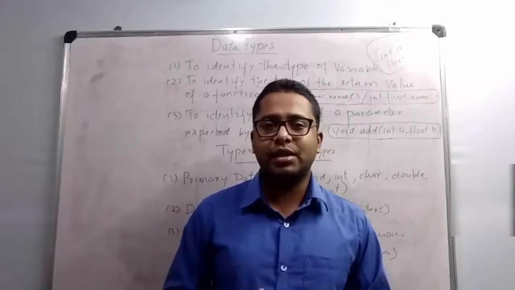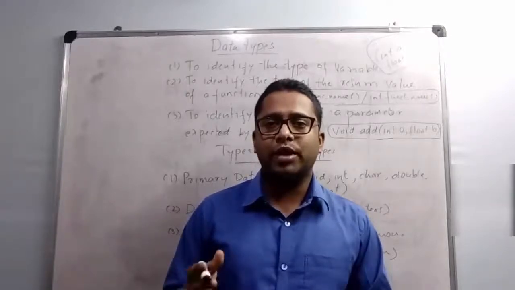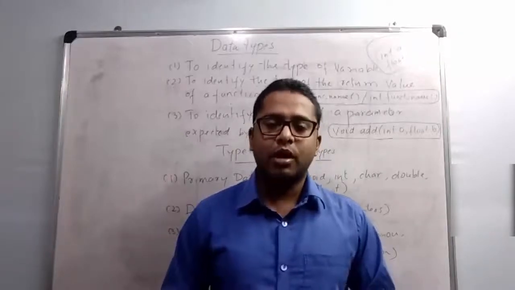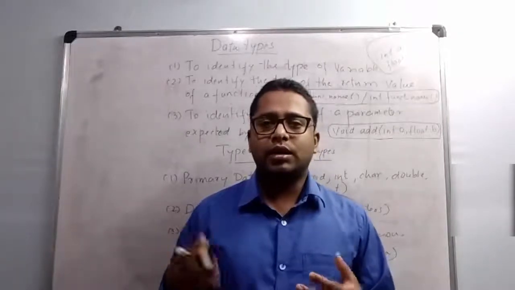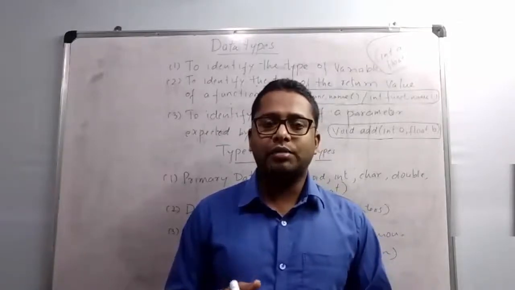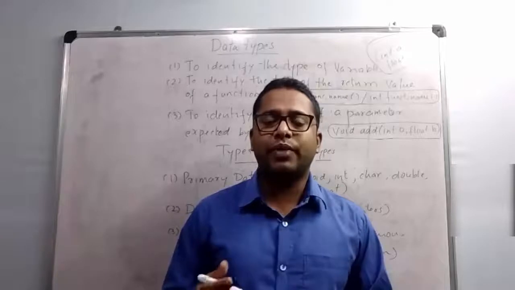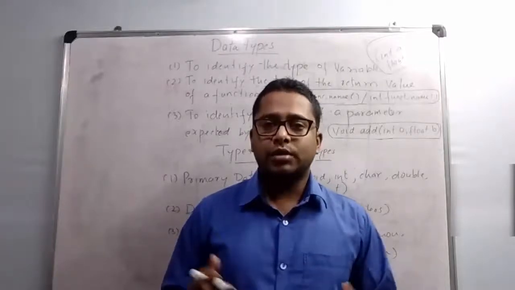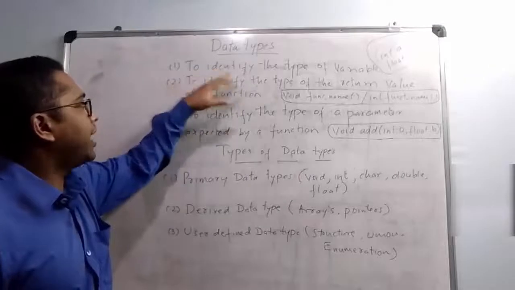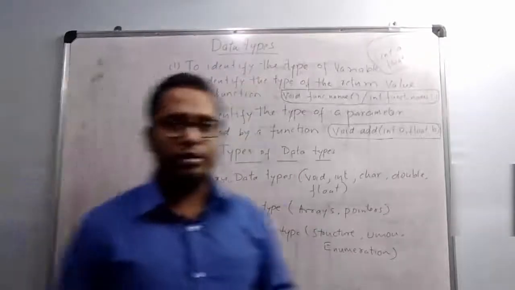Each data type has different properties with the help of which we can perform different types of operations in C programming. So now you understood what a data type is. Now let us discuss how data types are used to perform different types of operations. Let us first discuss the first one: data types are used to identify the type of a variable.